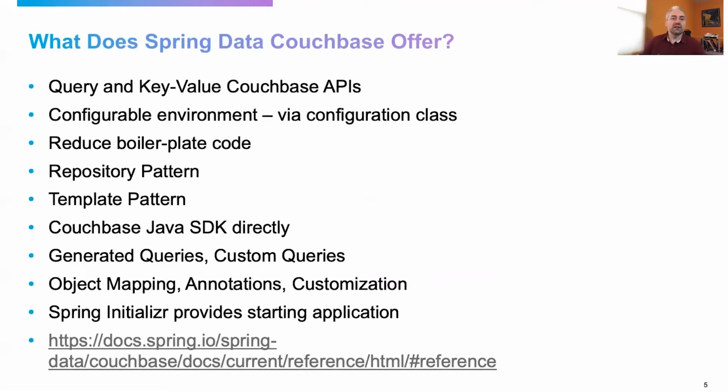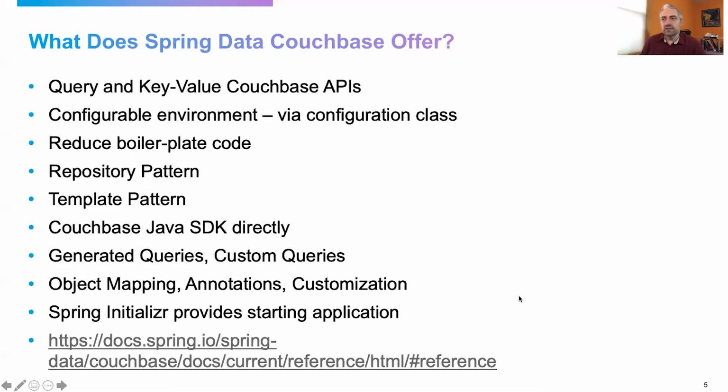So what does Spring Data Couchbase offer? First, it has the query and key value Couchbase APIs, a configurable environment via a configuration class, and reduced boilerplate code for connection management. There's a repository pattern for accessing your data via a repository object. There's a template pattern for also accessing your data via generic template code. You can also use the Couchbase Java SDK directly.